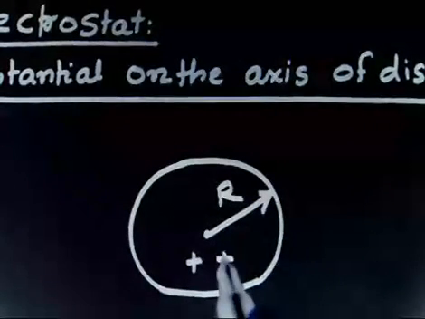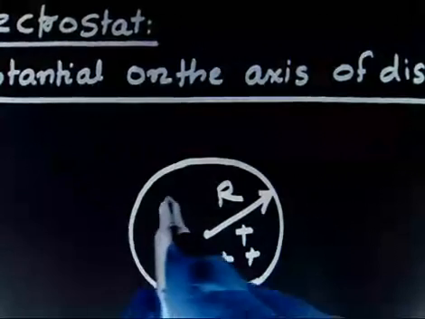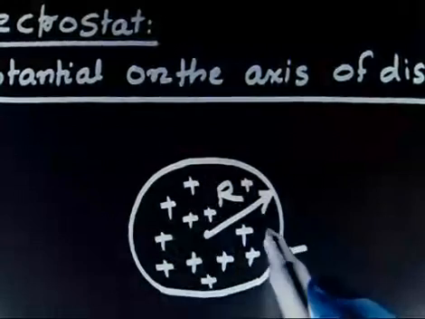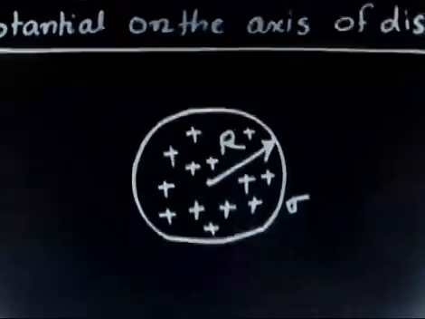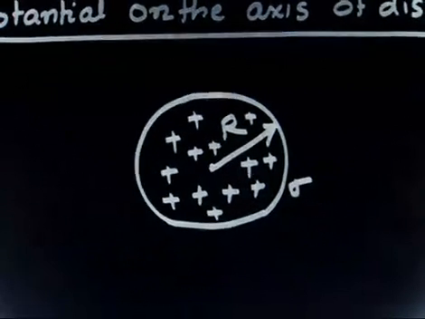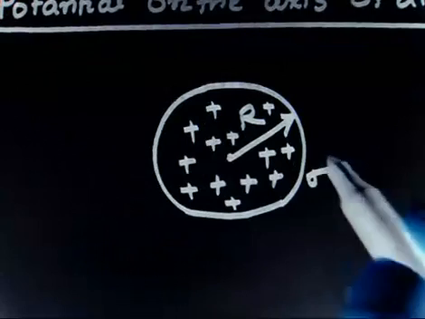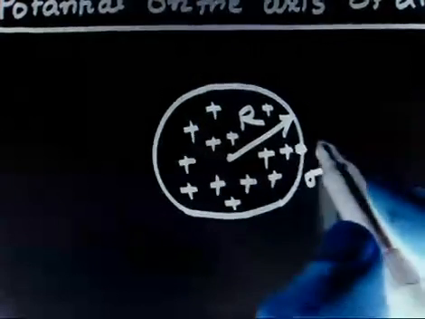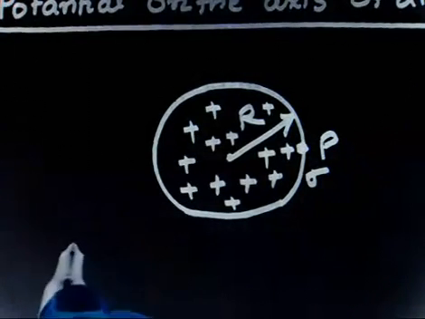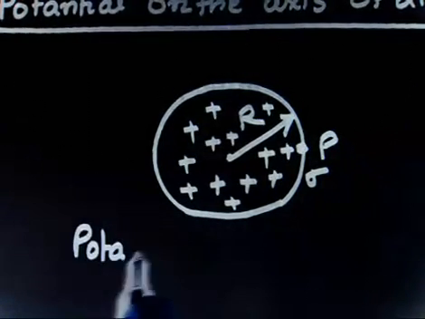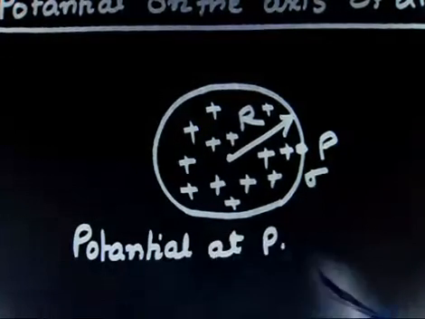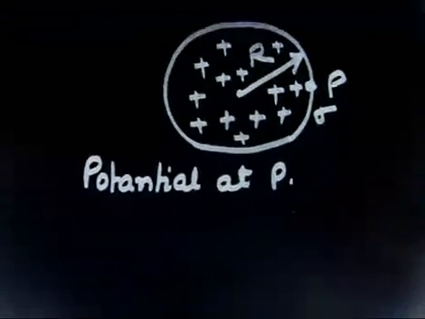And this contains positive charge, sigma. So charge per unit area is given to you. Sigma is the charge density for this disk. And we have to calculate the electric potential at any point on the rim. So how will you proceed in this case? Let us say there is a point P here, and I am interested in the potential at P. So we have to find the potential at P. How will we proceed?